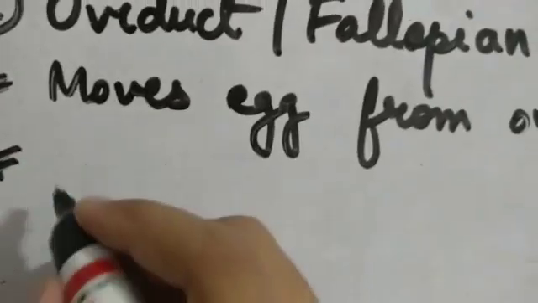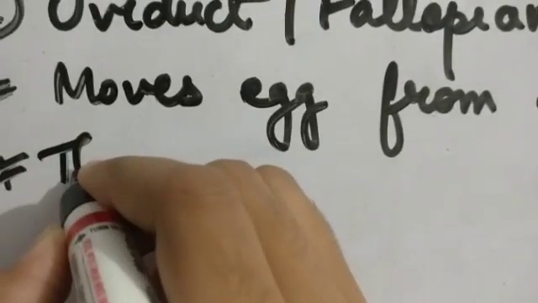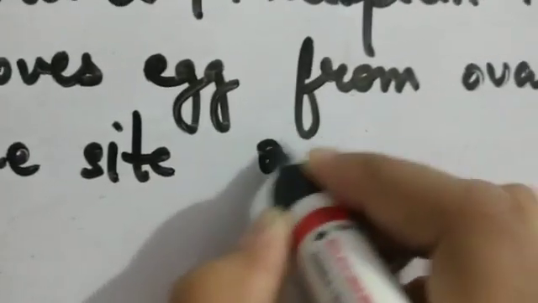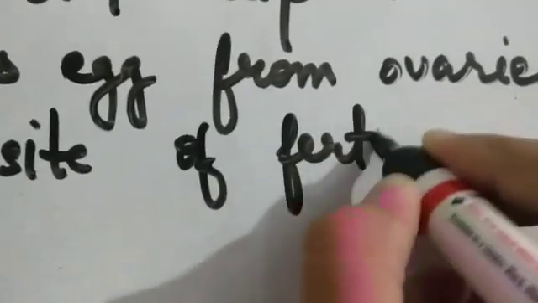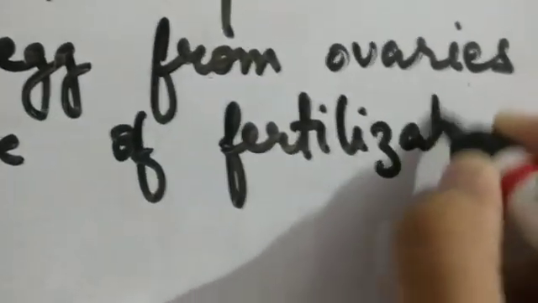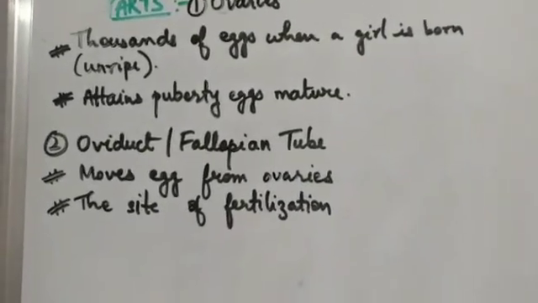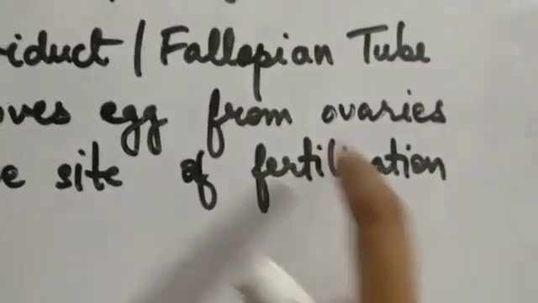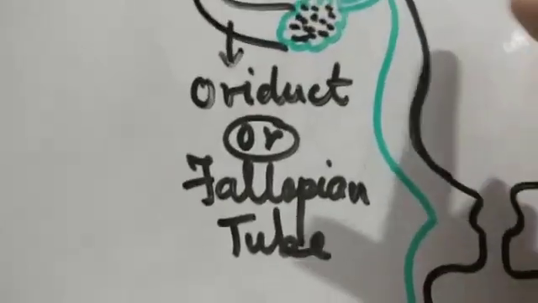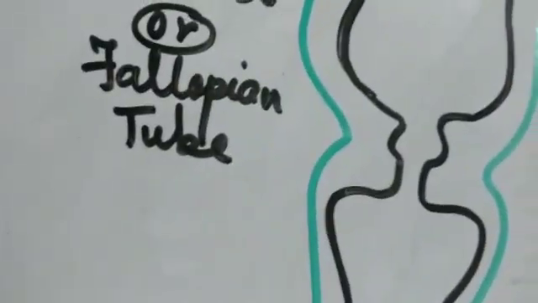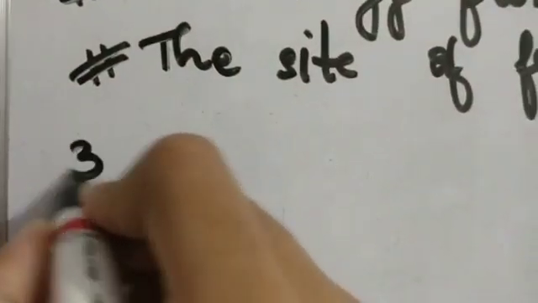Also a very important concept which you'll learn after this in fertilization: the fallopian tube is the site of fertilization. Very important concept. The site of fertilization is the fallopian tube, meaning when the sperm enters, fertilization happens somewhere here. We'll see that in the later concepts. Number 3.